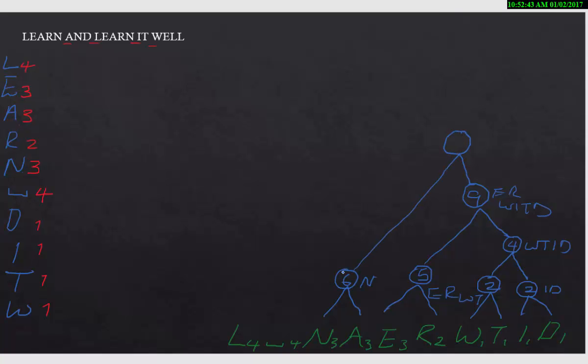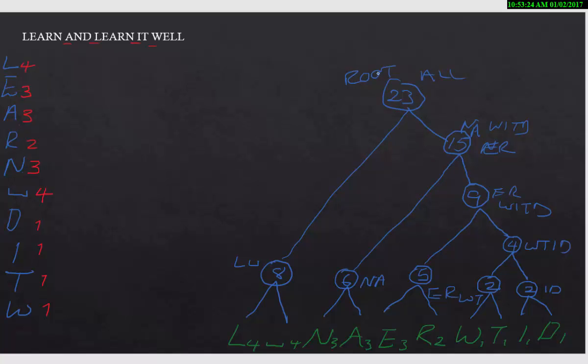So that's NA, and this one is NA, WITD. So we can find ER as well. So all of these letters can be found via this node, which adds up to 15. And finally, we have 2 more left to join together, and they have a frequency of 8, and that is L, space. Now we join those together, add up the frequencies, that's 23. So this is the root and the parent node of the tree.